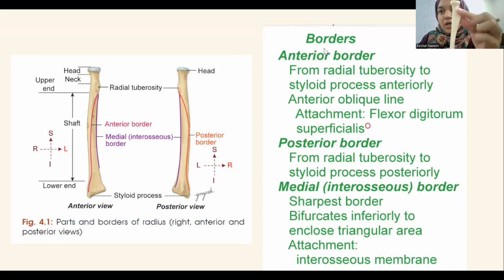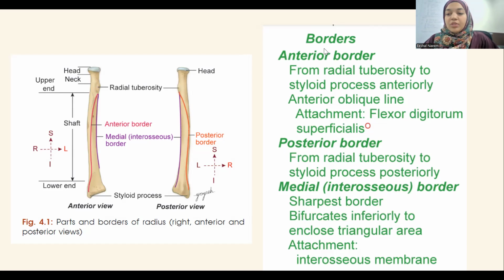So the anterior border starts from the radial tuberosity and runs all the way down to the anterior border of the styloid process. So this is the styloid process. It has an anterior border and a posterior border, an anterior part and a posterior part. So anteriorly, it runs to the anterior part of the styloid process here and starts from the anterior part of the radial tuberosity. It gives the attachment to the flexor digitorum superficialis. If you do remember this, heads up. If you don't, no problem.